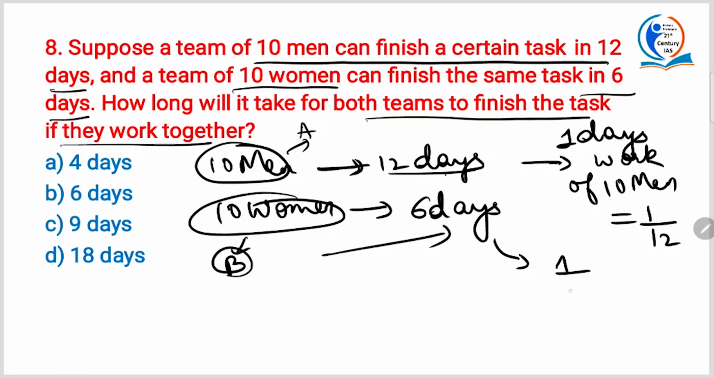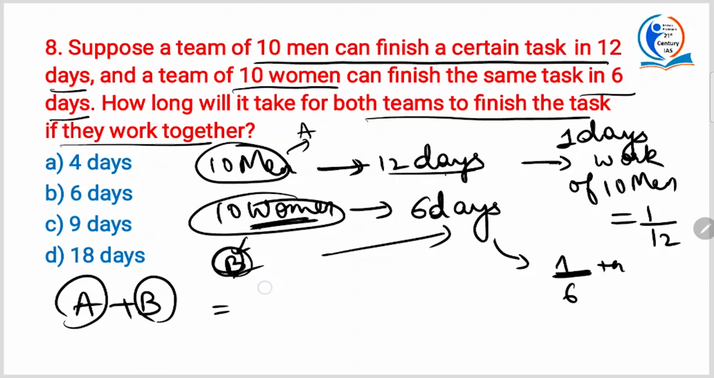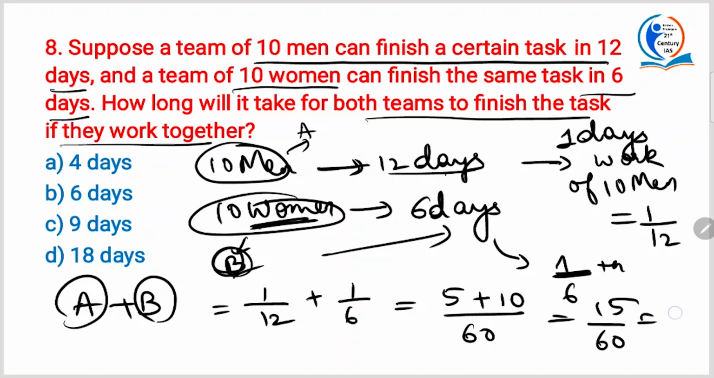Alright, similarly, it will become 1 by 6th of the total work that will be completed in 1 day by 10 women or group B. Now if they're working together, that means group A and group B working together, 1 day's work will become 1 by 12 plus 1 by 6. That is nothing but 15 by 60, that is 1 by 4. 1 by 4 is the amount of work that A and B together will do in 1 day. So the total number of days would be 4 days.